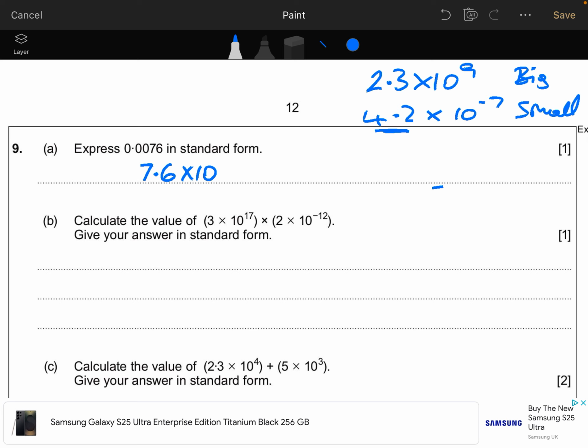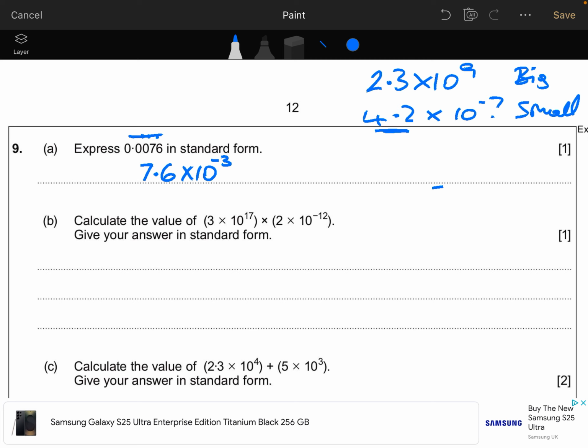To get from 0.076 to 7.6, I'm moving this decimal place 1, 2 places. So it's moved places, but this is a small number. So with a small number, we have to have a negative power. And that's my answer.